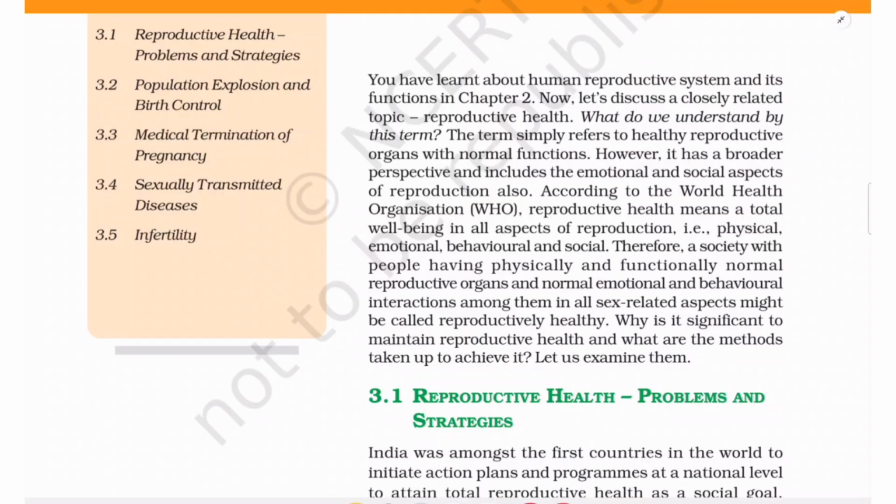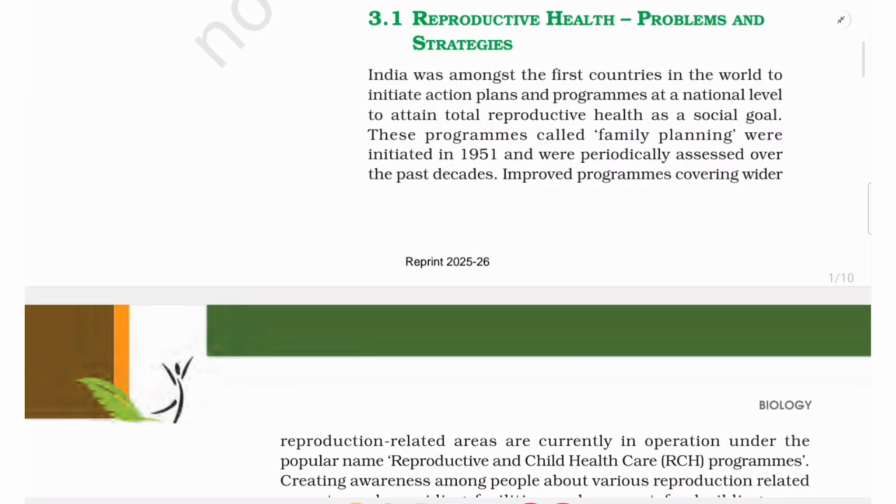Why is it significant to maintain reproductive health and what are the methods taken up to achieve it? Let us examine them. 3.1 Reproductive Health Problems and Strategies. India was amongst the first countries in the world to initiate action plans and programs at a national level to attain total reproductive health as a social goal. These programs, called family planning, were initiated in 1951 and were periodically assessed over the past decades.